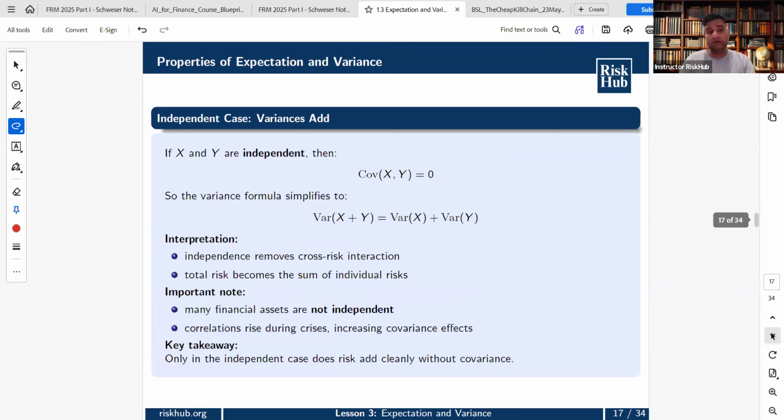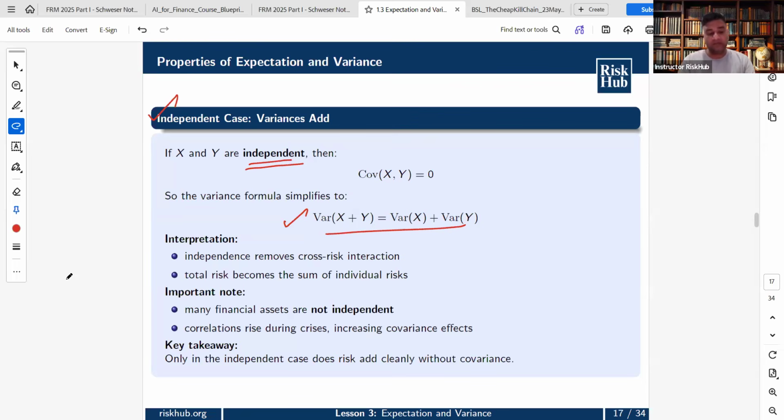Then we go into slide number 17. Again, the independent case, where variances add. Special case: if X and Y are independent, then covariance of XY equals zero. The variance formula becomes variance of X plus variance of Y. If X and Y are independent, the interpretation is no interaction, no diversification effect, no correlation effect.